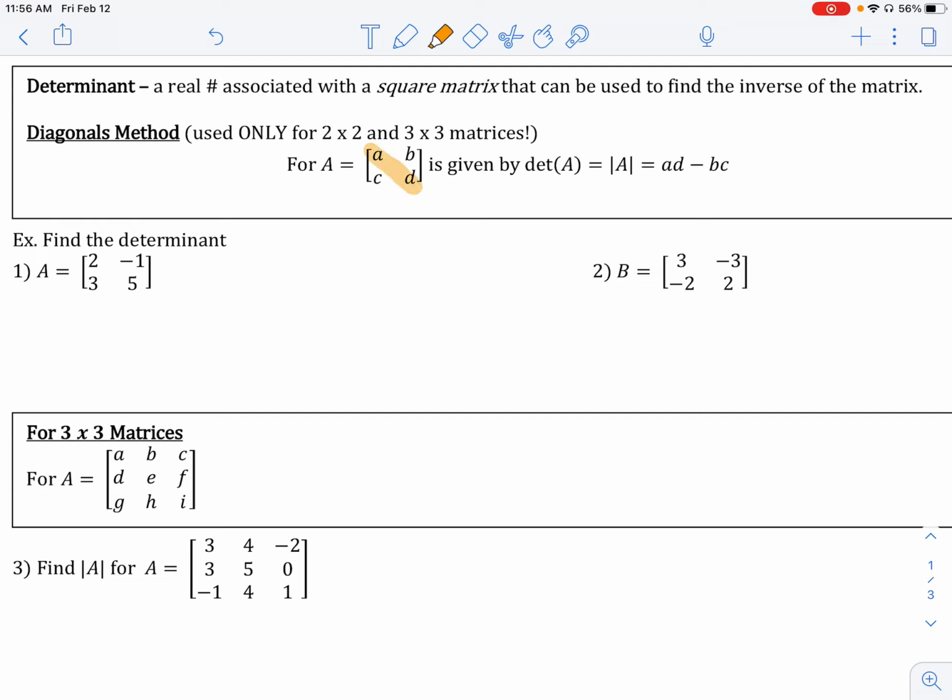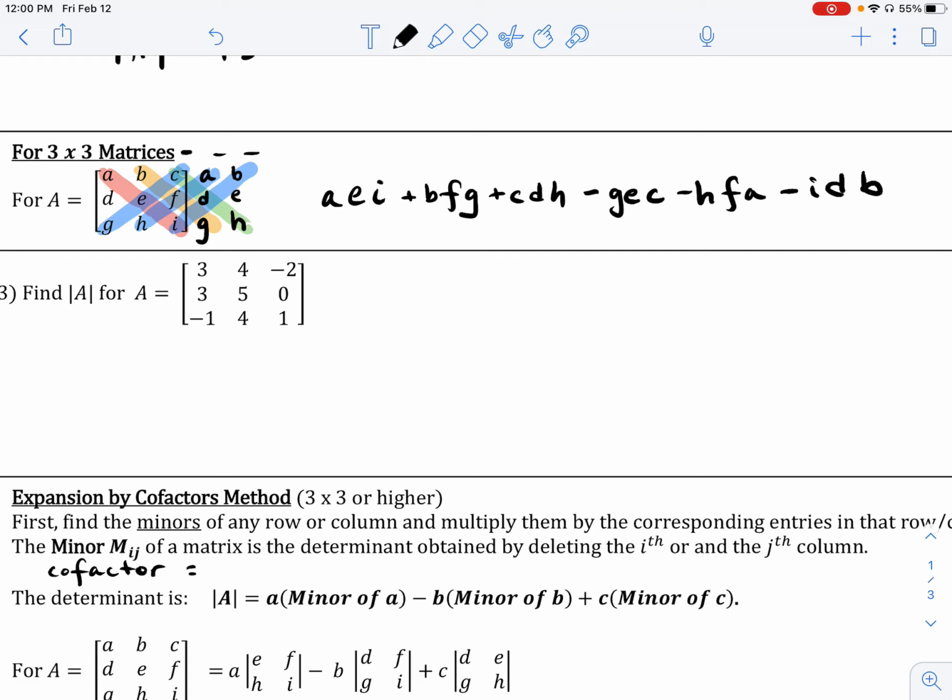So if I write that out, let me move this here since I think I should have enough space. Minus HFA, minus IDB. So we're going to multiply down from top to bottom, left to right, and find those 3 products, and then we're going to subtract the products of the diagonals going in the other direction. So let's try an example of this.